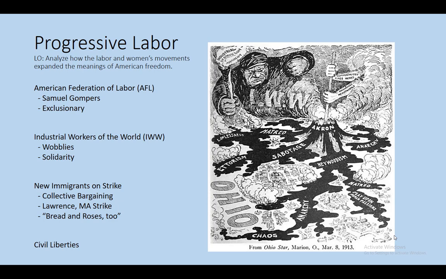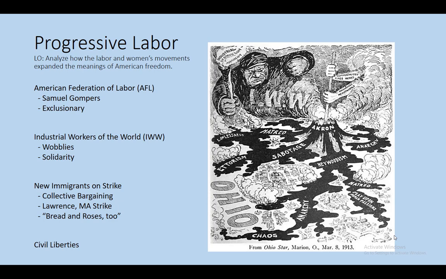Now, a group of unionists who rejected the AFL's exclusionary policies was the Industrial Workers of the World, the IWW. Their nickname was the Wobblies. This was part union and part advocate for a workers' revolution that would lead to anarchy. So these are about anarchists. But for them, solidarity was the guiding principle.